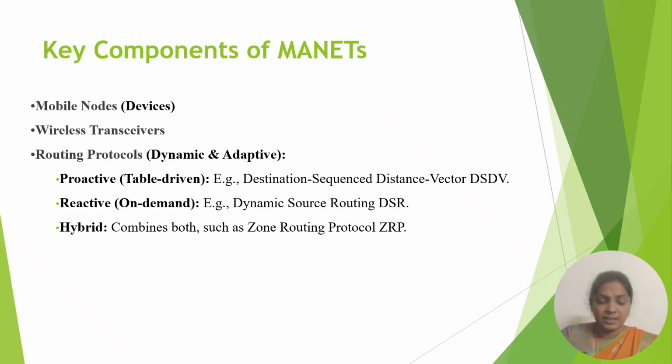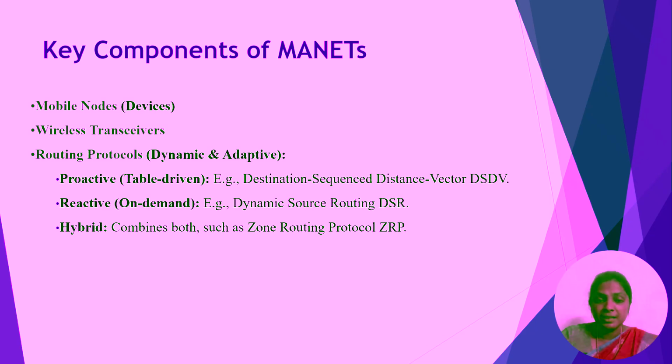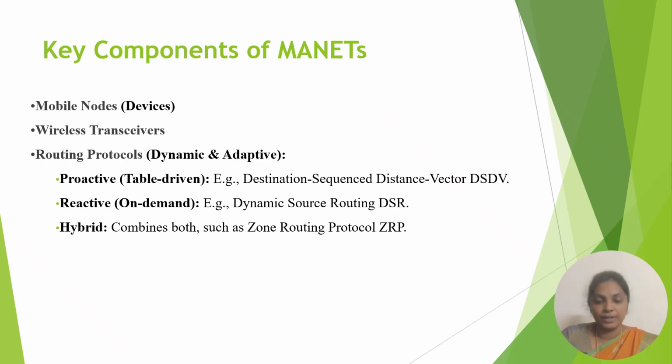And there's another classification of the routing protocol, which is the hybrid protocol. It combines the advantages of both the protocols, that is proactive as well as reactive classification. An example of a hybrid routing protocol is the zone routing protocol. So these are the key components of mobile ad hoc networks.